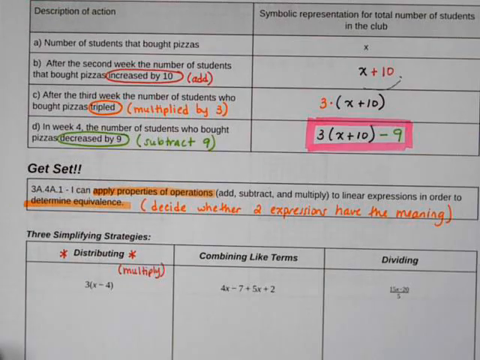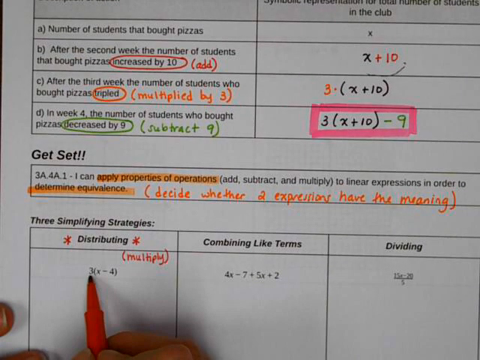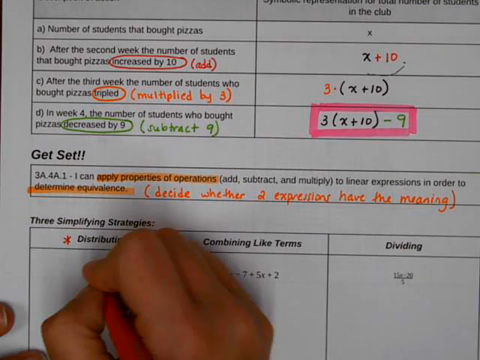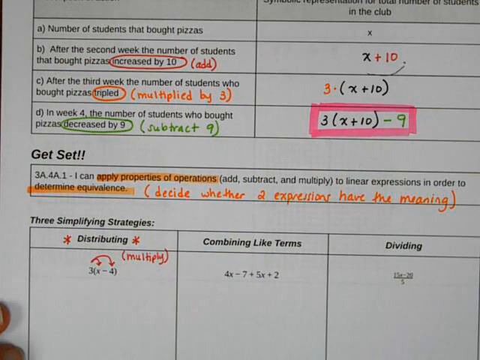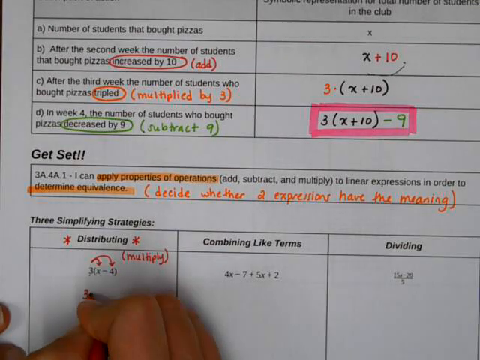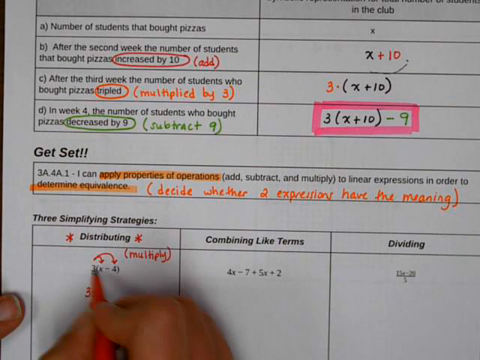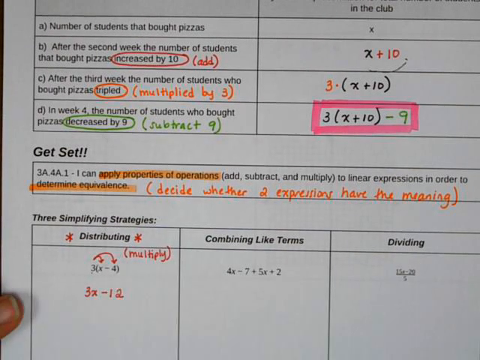And we're going to multiply by everything that's inside the parentheses. So when I see this 3 on the outside of the parentheses, I'm going to distribute by passing it out, or multiplying by everything that's on the inside. 3 times x would be 3x, and 3 times -4 is -12.